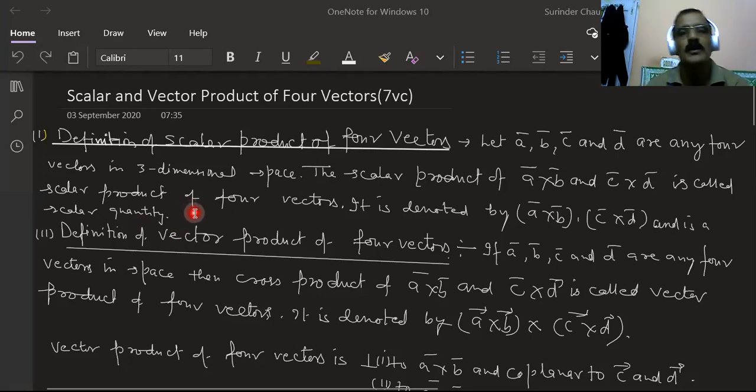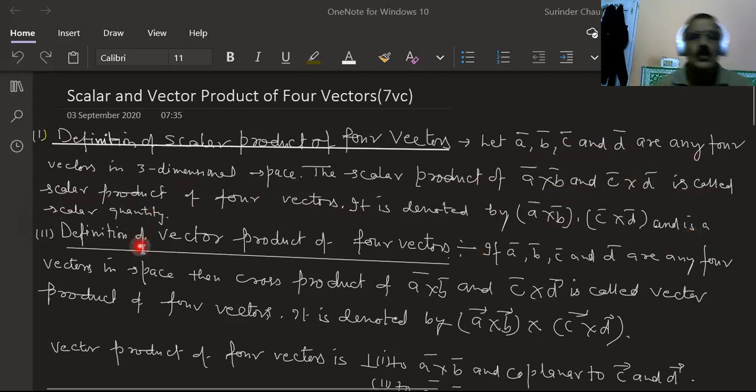So let us define the dot and cross product of four vectors. Let A, B, C, D be any four vectors in three-dimensional space. The scalar product of A cross B and C cross D is called the scalar product of four vectors, and it is denoted by A cross B dot C cross D, and it is always a scalar quantity.